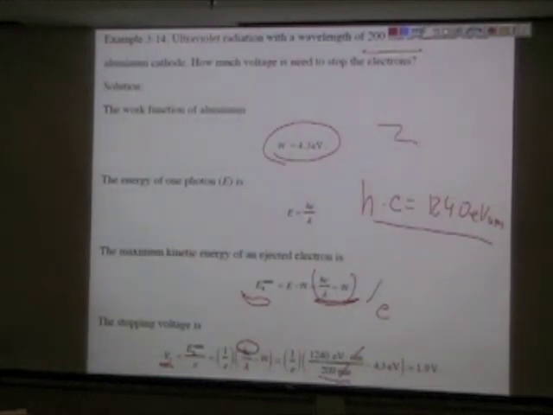Now here, electron volts minus electron volts give electron volts. But by definition, 1 electron volt is the energy of 1 electron traveling through a 1 volt potential difference. So if you get 1.9 electron volts and you divide it by the charge, that gives you 1.9 volts immediately. So you don't have to use many conversion factors. 1240 divided by 200 minus 4.3 is 1.9. And it gives you volts.